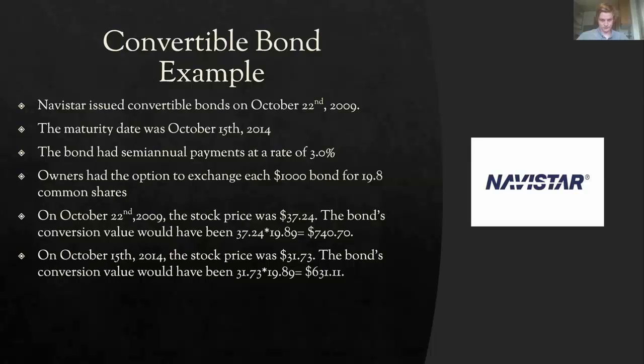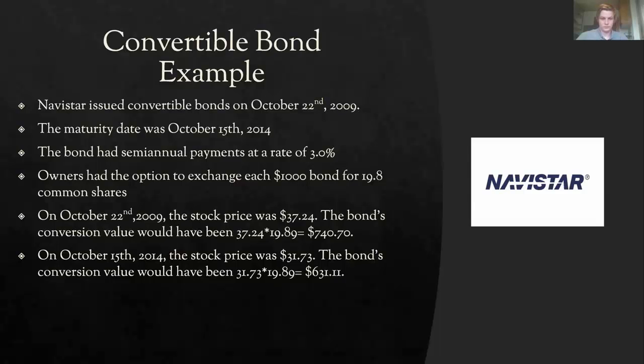So on October 22nd, 2009, when the bond was first issued, the stock price for Navistar was $37.24. So the bond's conversion value would have been that $37.24 times that 19.89 in common shares. So that gives us the conversion value for the bond would be $740.70 if they wanted to convert when the bond was issued.